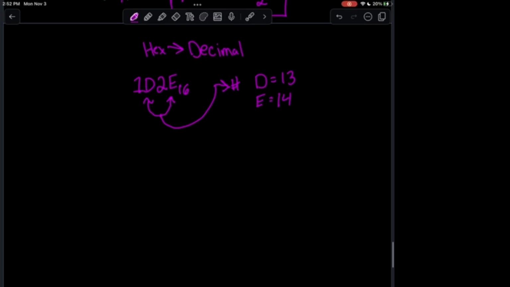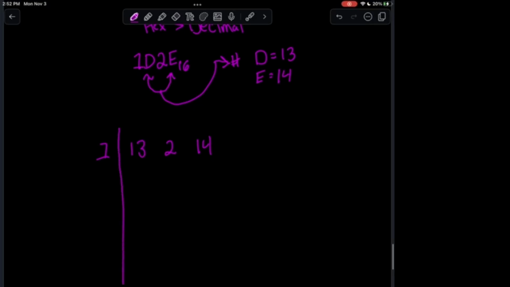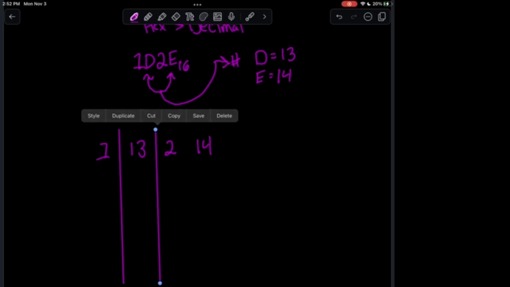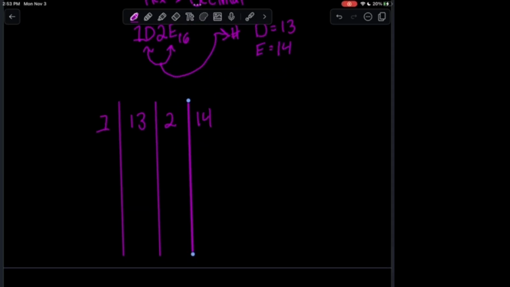So now, when we're writing down the numbers, we can write them down as 1, 13, 2, 14. And I always do this where I just separate everything into their own columns. This just keeps all the math organized. You can do it however you want. This is just how I do it. It helps me.